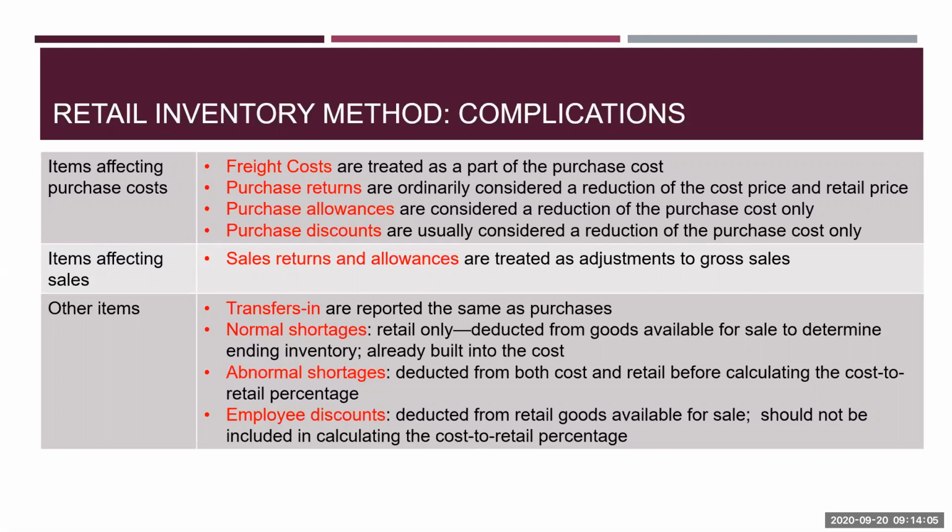Purchases are different than sales. Purchases are taken as net, which includes the freight cost, and we take net purchases: purchases minus the contra accounts, which are purchase returns, purchase allowances, and purchase discounts. But the sales returns, sales allowances, and sales discounts are part of the sales transactions. The other complicating factors are transfers in, normal shortages, abnormal shortages, and employee discounts.